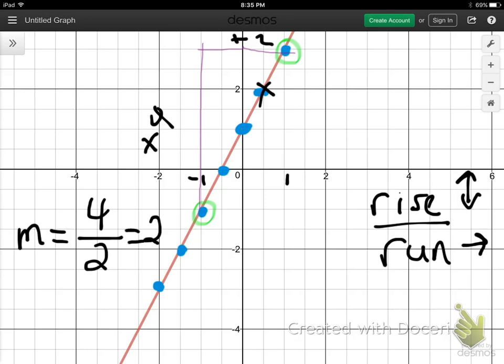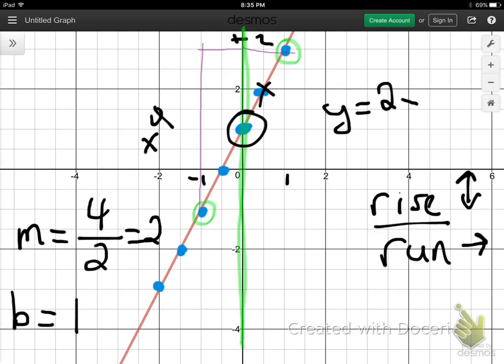So m is 2. If I wanted to write the whole equation from this problem, I need to find the y-intercept, or my b, and that's always going to go along this y-axis, whatever point the line crosses. So you can see clearly there, it is at +1. So if I want to write the equation for this line, it would be y equals 2x plus 1.